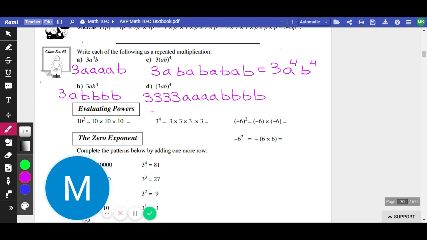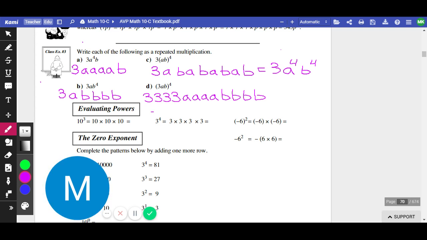And I didn't write it in the order like I did above, because I'm just reminding you that multiplication can be reordered. Okay? 2 times 5 is the same thing as 5 times 2. You just reorder it. That's the same thing as saying 3ab, 3ab, 3ab, 3ab. But see how the brackets change things, right? Very important. Even with negatives, it's very important.